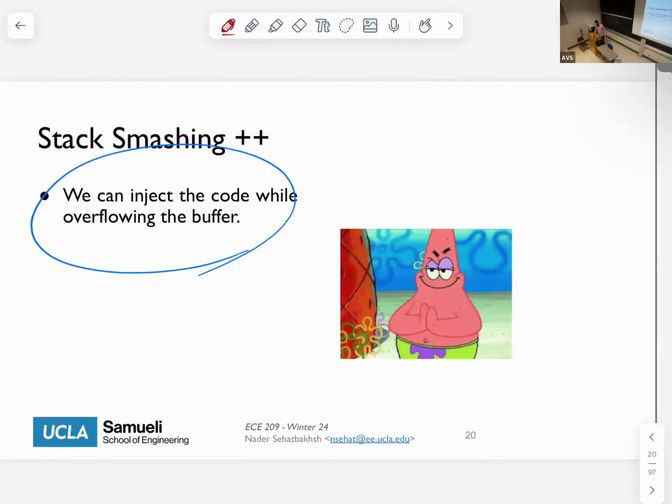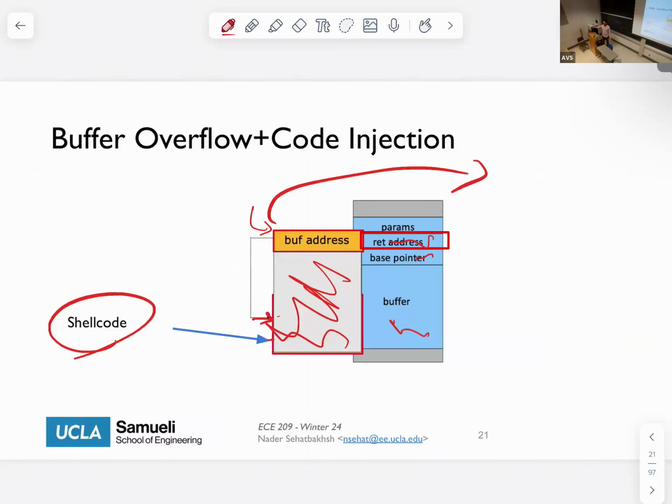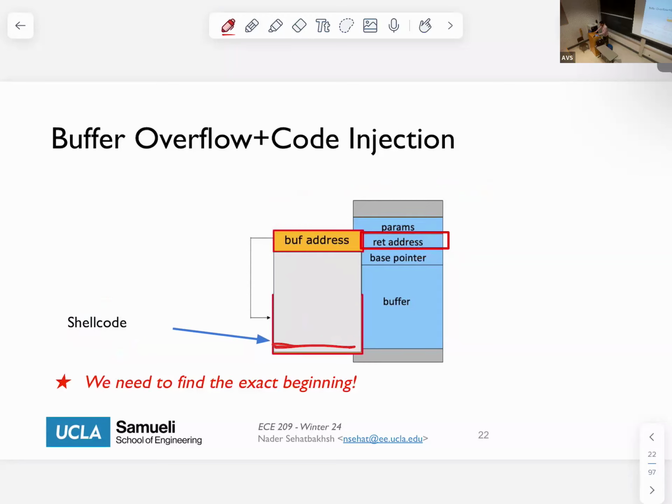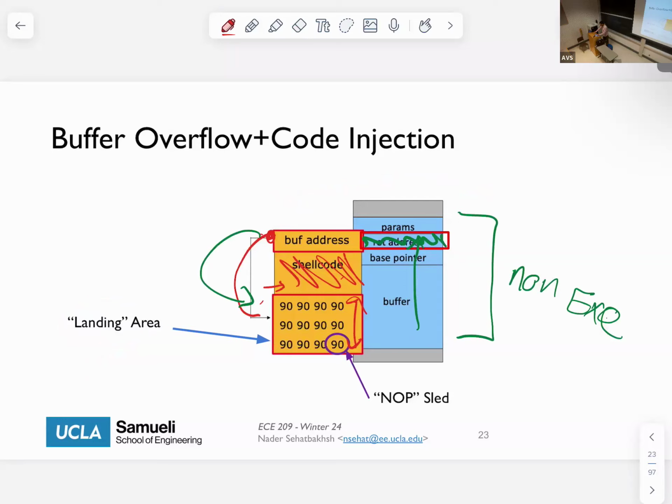Another way of running this shellcode is injecting it with the code itself. So with a little bit more engineering, if I make this return address the one that I want, then instead of overwriting this middle part with arbitrary values, I actually overwrite this part with the good code that I want, right? So I will overwrite this part with my shellcode.